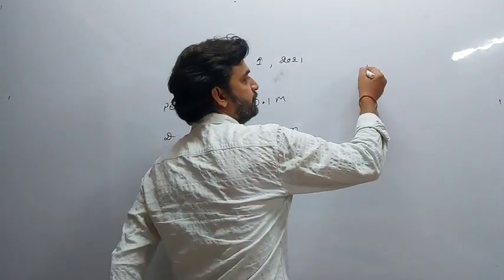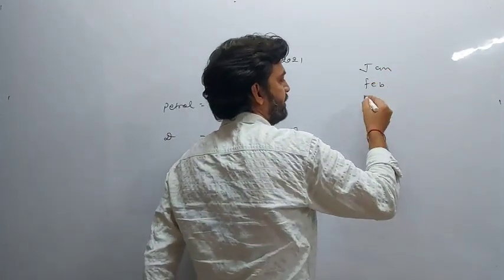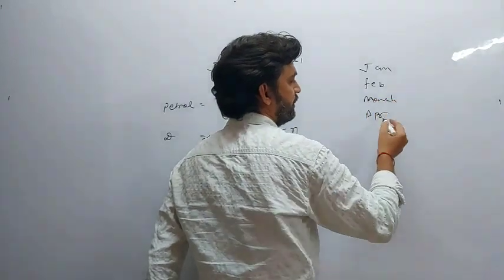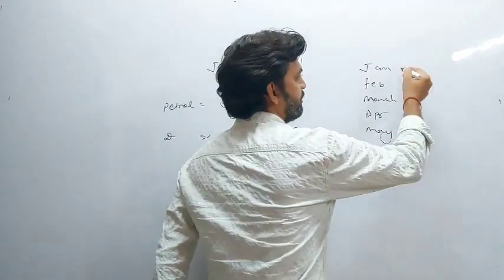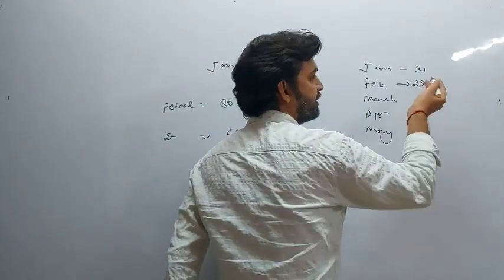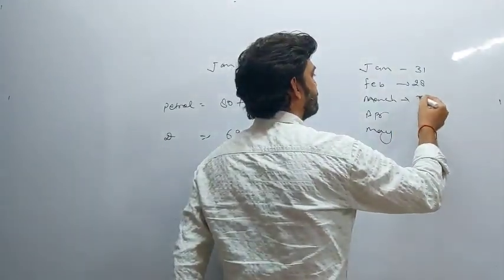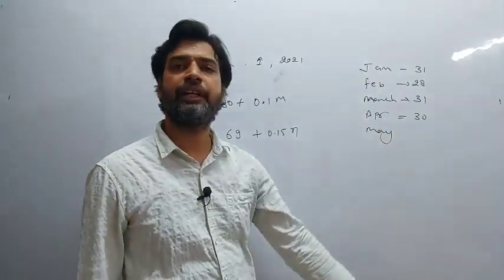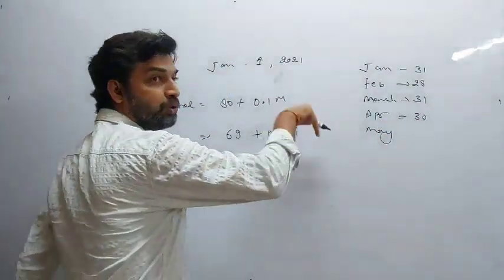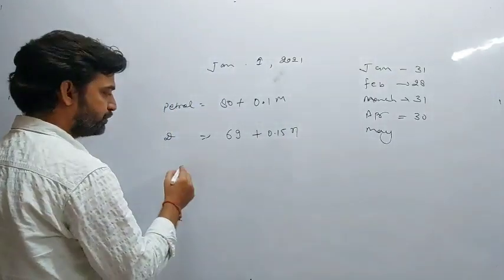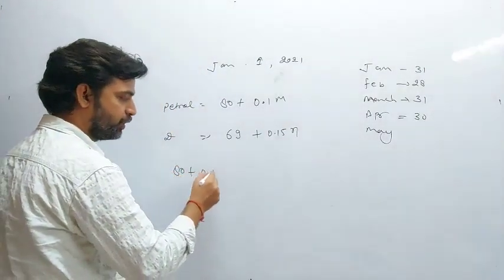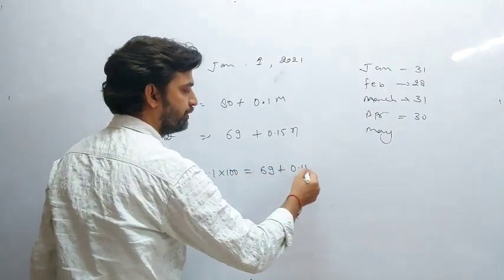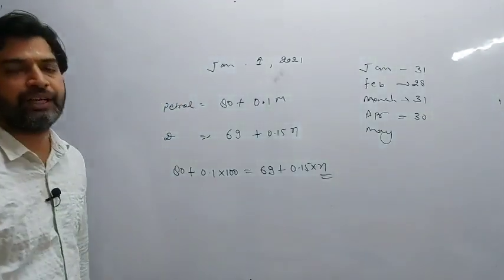When we talk about January, February, March, April and May, obviously 31 days, 28 days, because it is 2021. Again 31 days, and 30 days. Obviously we can see this is more than 100. That means the value of m is constant, fixed at 100. So 80 plus 0.1 into 100 equals 69 plus 0.15 into n, and we need to find the value of n only.